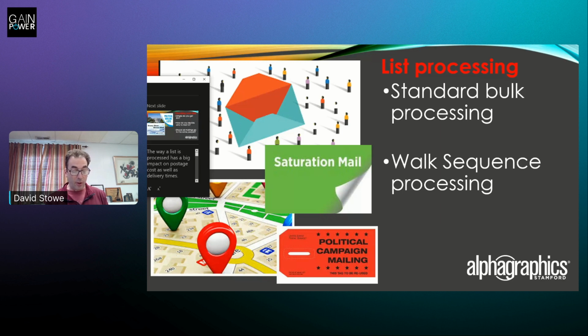As I mentioned earlier, red tagging political mail generally expedites the processing and delivery times. This needs to be noted on the mailing when a list is processed and when it's entered into the USPS system. Additionally, where the mail is dropped will also have a big impact on postage cost.